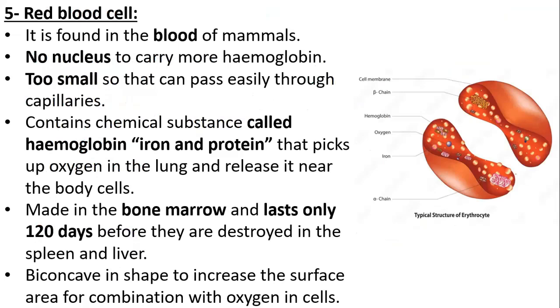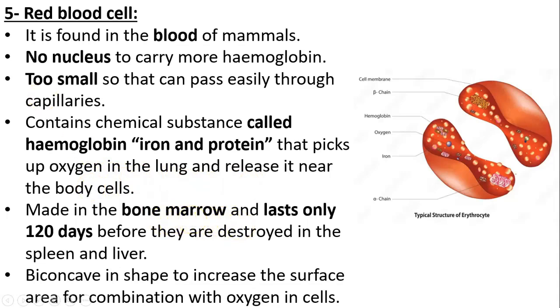Red blood cells, of course, are found in the blood of the mammals. They do not have a nucleus inside to give more space for oxygen, because they are responsible for carrying oxygen and nutrients all around the body. And that's exactly why they have the hemoglobin. The hemoglobin is the chemical structure that's made of iron and protein. It's the only thing that can pick up oxygen from the lungs and release it to all of the other body cells. They are made in the bone marrow.